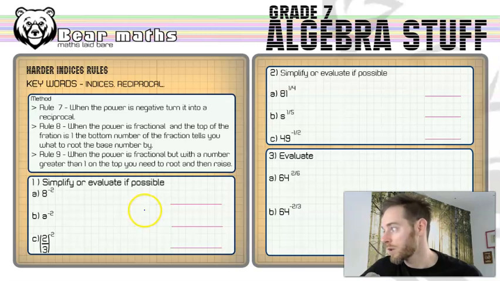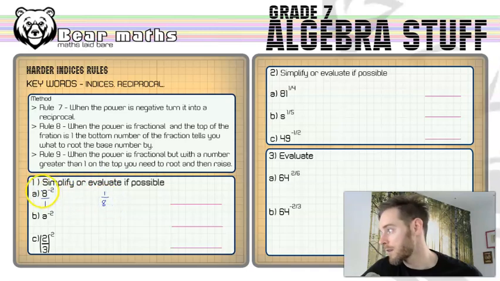So in question 1, we've got simplify or evaluate if possible. Now simplify just means writing it in a different way, and evaluate means work out the numerical answer to. All right, so this first one, I'm just going to show you that I'm going to put 8 over 1. 8 over 1 has not changed that number. 8 divided by 1 is still 8. Right, we'll flip those two numbers round. That becomes 1 over 8.